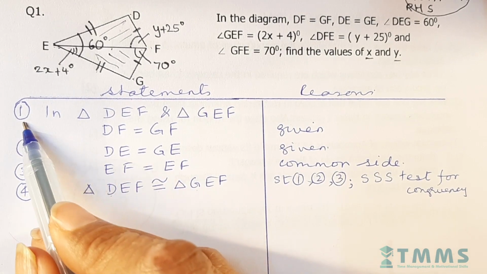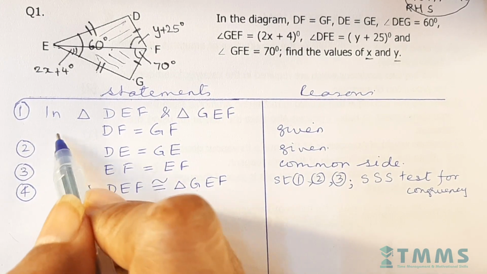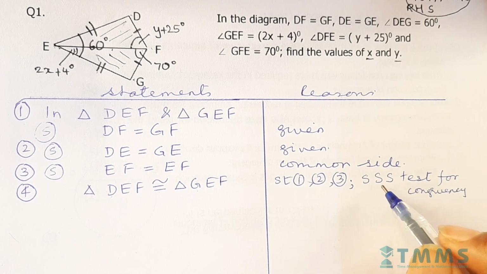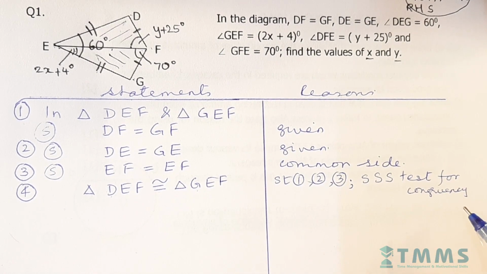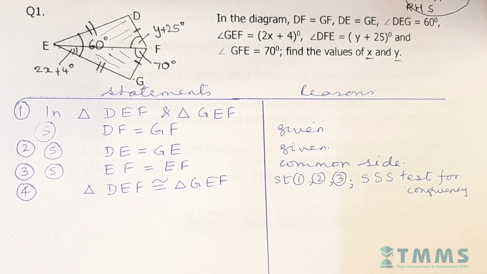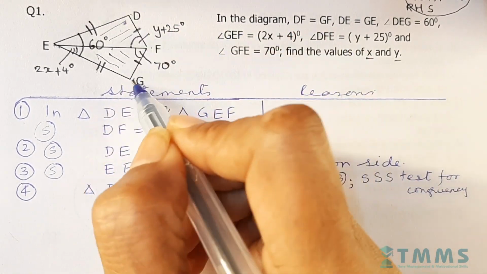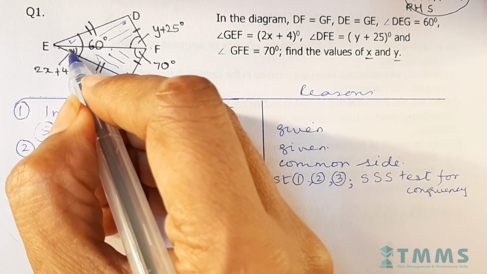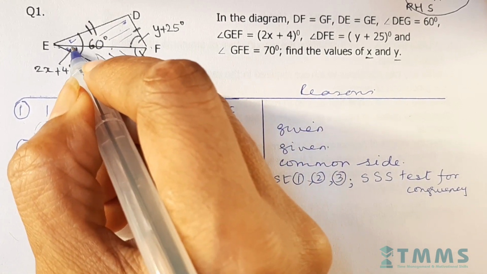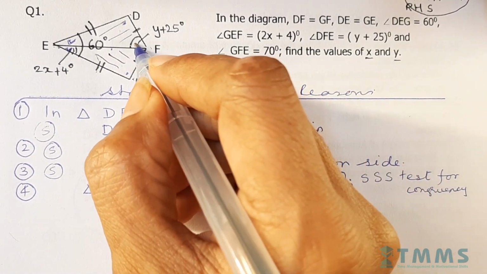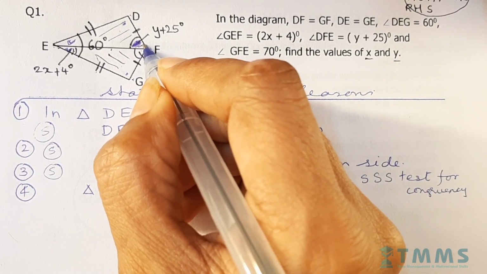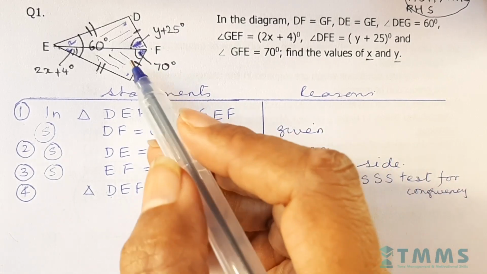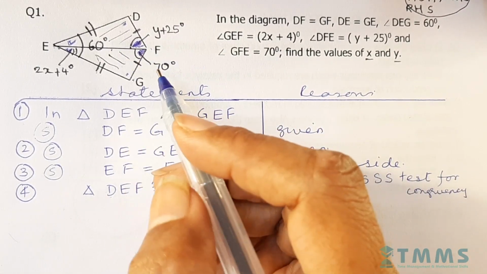And what is the reason? From statement 1, 2, 3. And can you see, this is your side, this is also your side, and this is also your side. So we have used SSS test for congruency. Now that we've understood this, we will have this angle D equal to this angle G. Then we'll have this angle over here and this angle over here. These ones are going to be equal. And then we'll have this one over here. I'm shading this and shading this over here. These two angles also will be equal because they are the corresponding parts of congruent triangles.